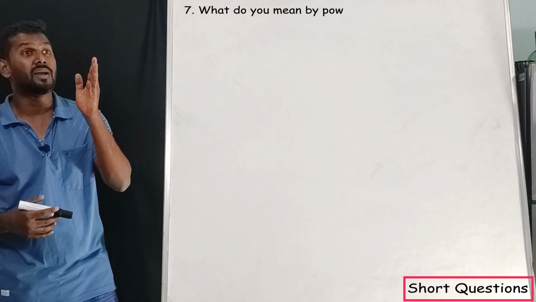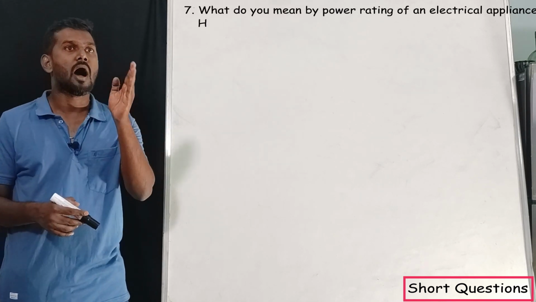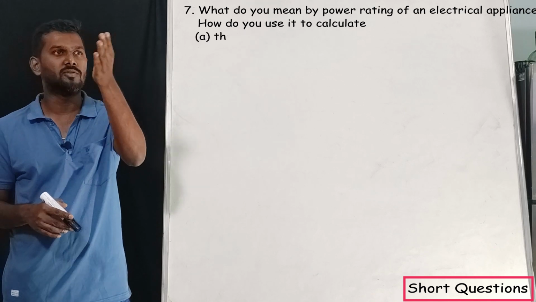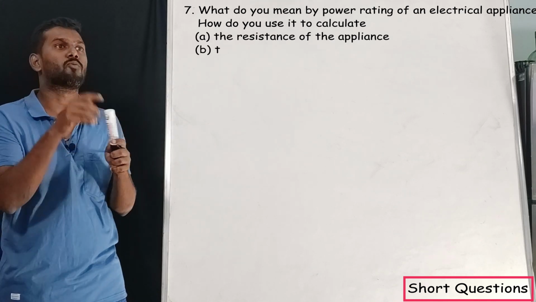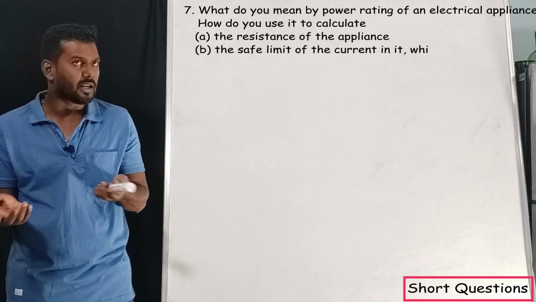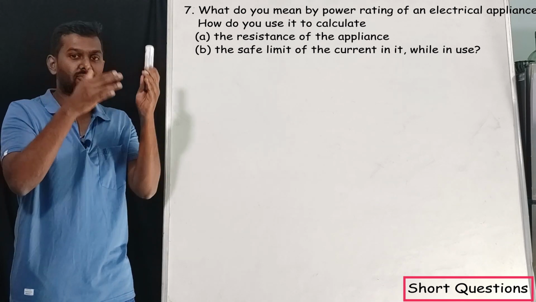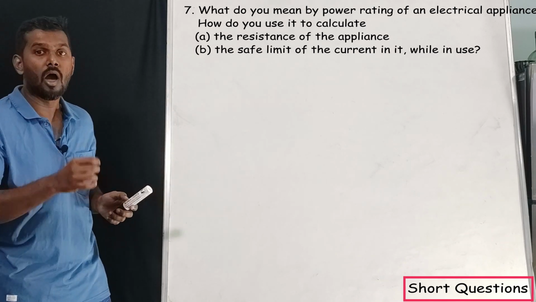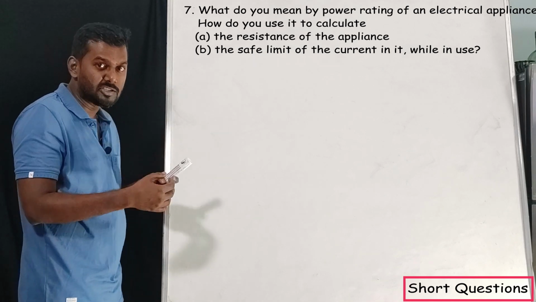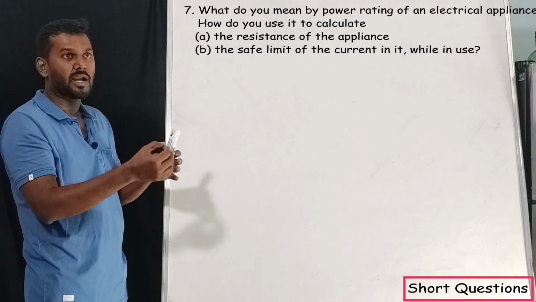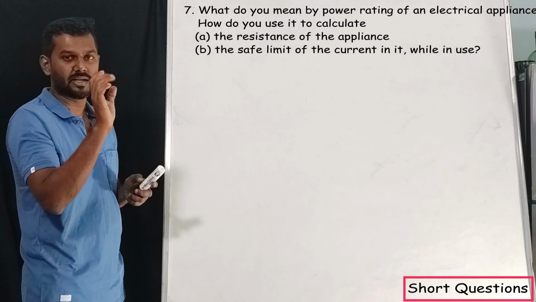That's it. Our next question, what do you mean by power rating of an electrical appliance? How do you use it to calculate? So we have many sub questions. First we'll answer what do you mean by power rating of an electrical appliance. Power rating means how much energy it will use in 1 second. How much energy will be consumed by the appliance in 1 second. That is nothing but power rating.